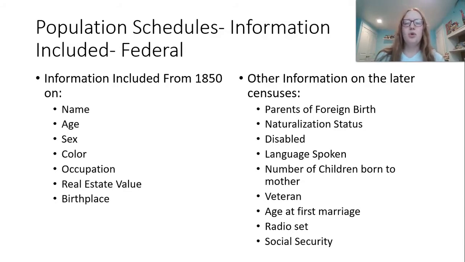Information that was included from the 1850 census on was name, age, sex, color, occupation, real estate value, and birthplace. Each census tended to gain more questions. Earlier ones have less, later ones have more. So I just picked a few of the most helpful and/or interesting ones that are found on later censuses. But if you look online, you can see a complete listing of each of the censuses and the questions it asked.